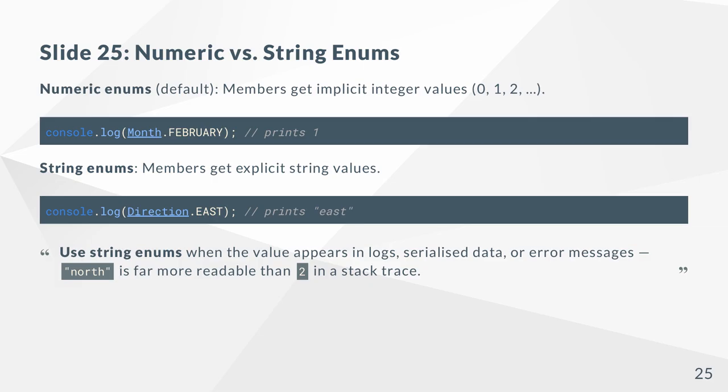TypeScript supports 2 flavors of enums. Numeric enums assign implicit integer values starting from 0. Month.February prints as 1. String enums assign explicit string values. Direction.East prints as "east". Use string enums when the value appears in logs, serialized data, or error messages. Reading "north" in a stack trace is far more helpful than reading 0.